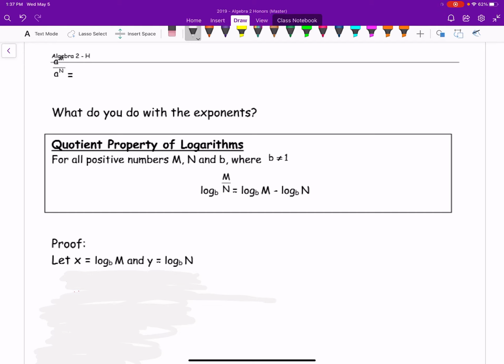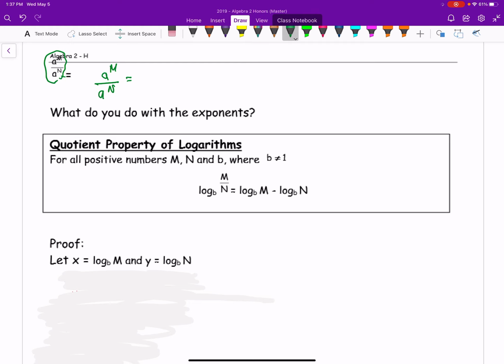Properties of Logarithms Part 2. It's a to the m over a to the n is equal to... when they have the same base and you have division, what do you do with the exponents? Hopefully you remember that you end up subtracting them.